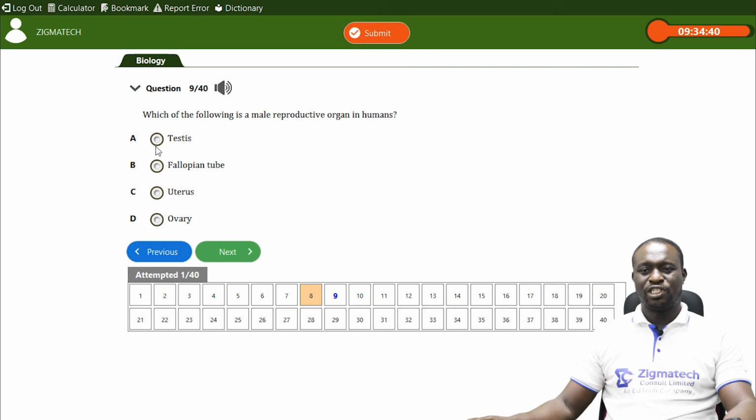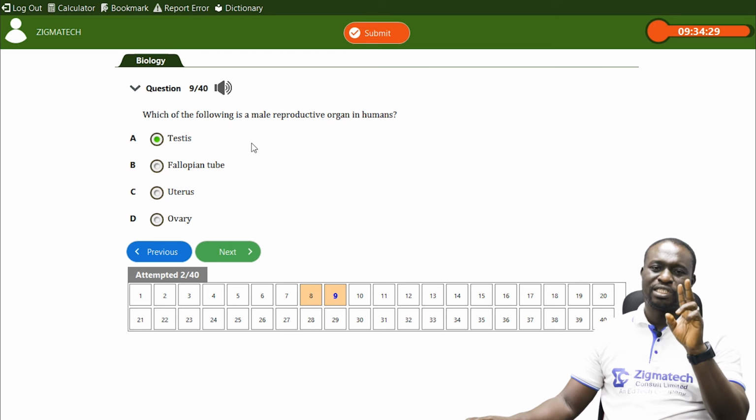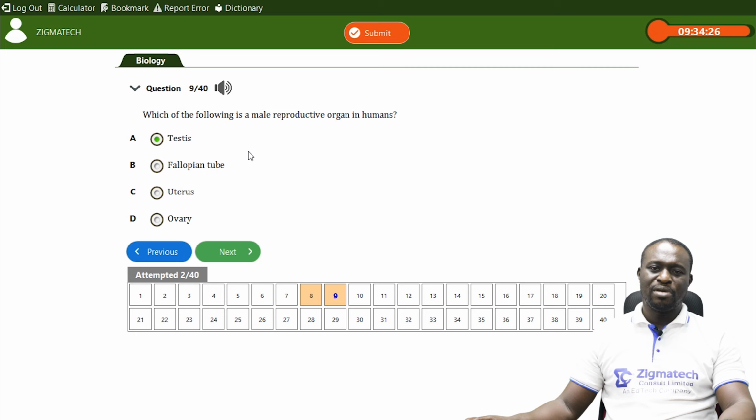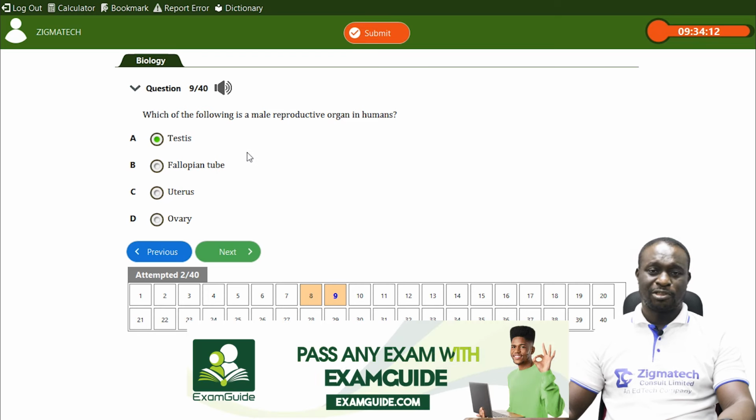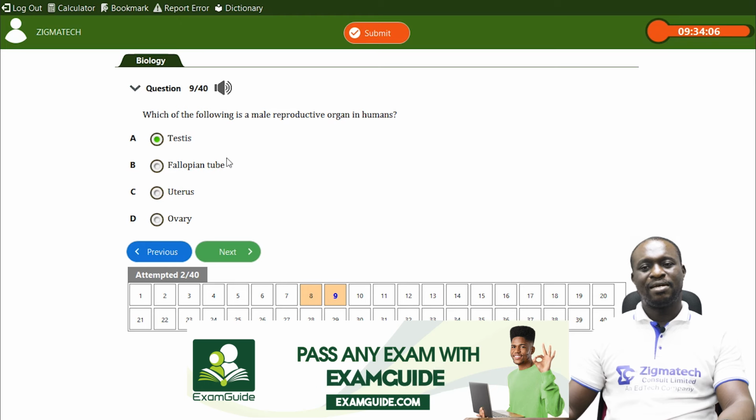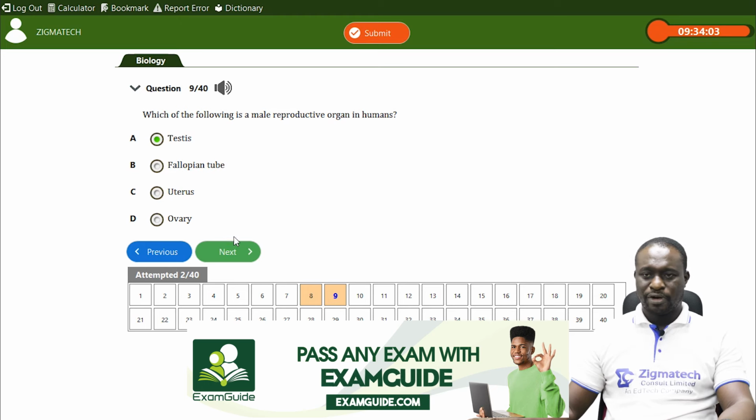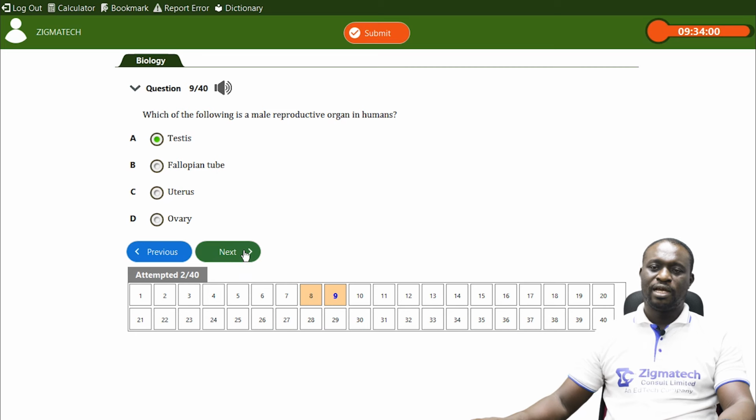So the correct answer to this question is the testis. The testis is a part of the male reproductive organ, and it carries out two important functions. The testis produces the male sex cell, or the male gamete, and also produces the male sex hormone. The male gamete is called the sperm cell, and the male sex hormone is called testosterone. So the testosterone and the sperm cell are produced by the testis, which is located in the male reproductive organ. So the correct answer to this question is option A.